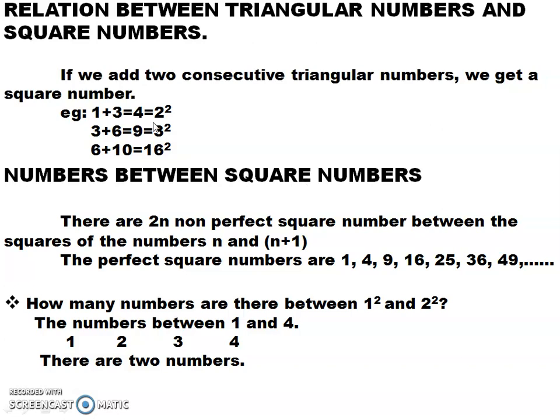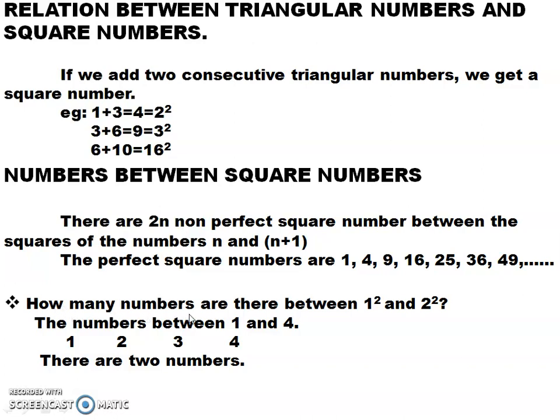So what is the relation between triangular numbers and square numbers? If we add two consecutive triangular numbers, we get a square number. You just learn this relation. Clear? Next, numbers between square numbers. First, let us see the example, then we'll come back to this definition.